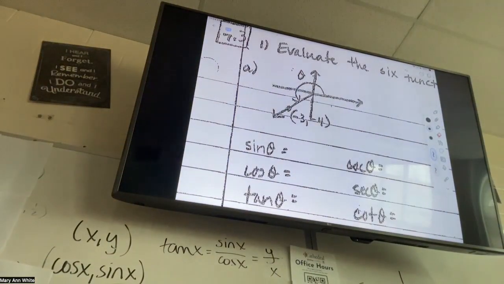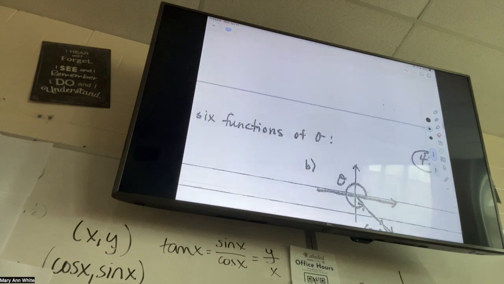Okay, so we're on 7.3 and we are evaluating this. And again, it's a lot like 4.2. However, our triangle isn't given to us. We need to draw a triangle. And I'm going to use the word reference angle here.